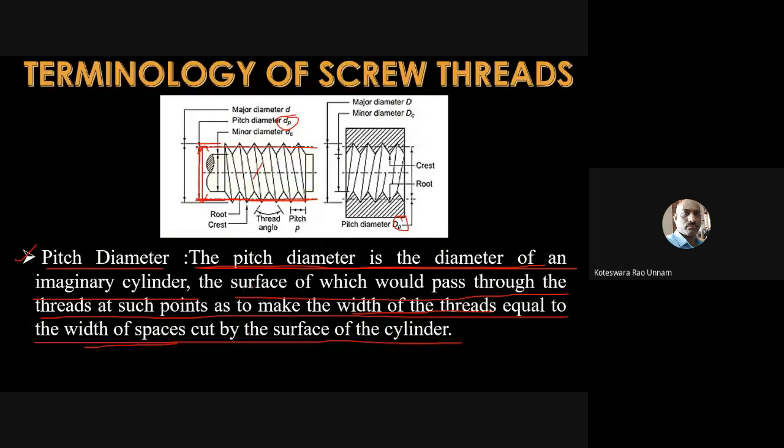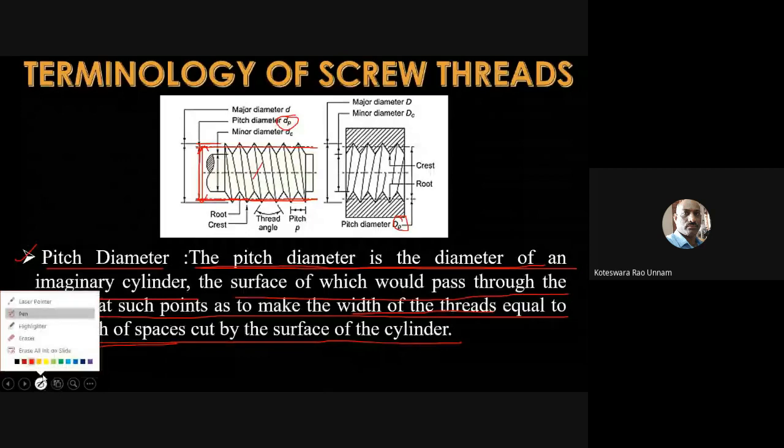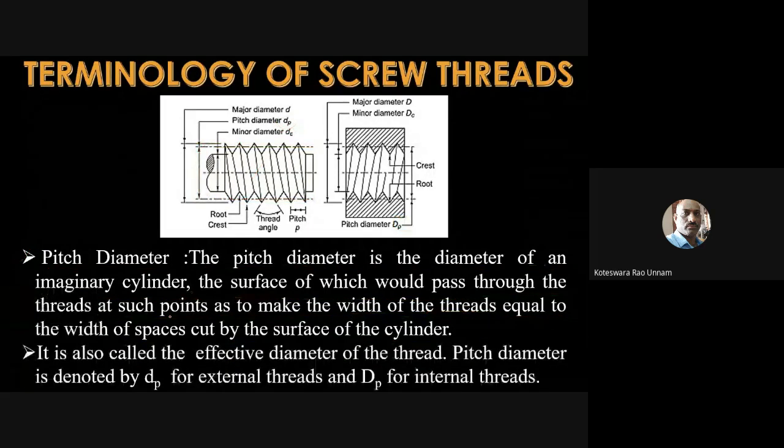We'll call it the pitch circle diameter. It is also called, the other name for this pitch circle diameter is the effective diameter of the thread. Pitch diameter is denoted by dp, using small letters for external threads and capital letters for internal threads.